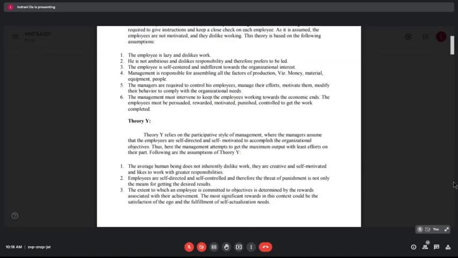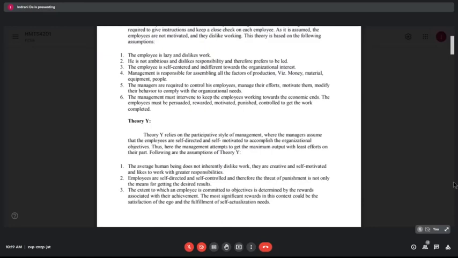But here, we are not controlling their behavior. There is no need to give them this threat of punishment. The extent to which an employee is committed to objectives is determined by the rewards associated with their achievement. They are feeling this sense of achievement, and that is motivating them. The satisfaction, the self-actualization need that they have, gets fulfilled.